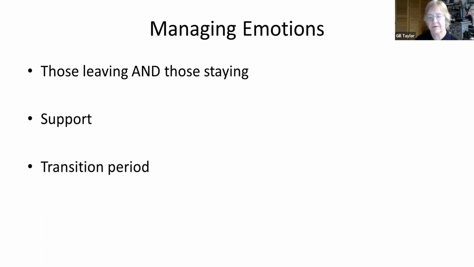Look at any support for people. So can you give CV writing or interview practice support? Do you have any other support you might be able to offer, like an employee assistance program? What else could you do for them? And look at the transition period from the old structure to the new structure. What jobs can I give out? What can people do?